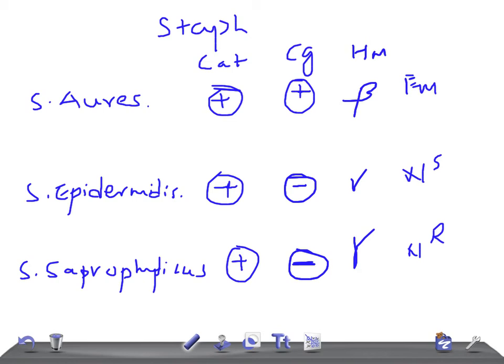Got it? Staph aureus, catalase, all the staphs are catalase positive. Staph aureus is coagulase positive, beta hemolytic, and ferments mannitol. Okay, and whereas staph epidermidis is coagulase negative, gamma hemolytic, and novobiocin sensitive, and produces a biofilm. Right, saprophyticus is coagulase negative, gamma hemolysis, and novobiocin resistant. So this differentiates it from epidermidis.